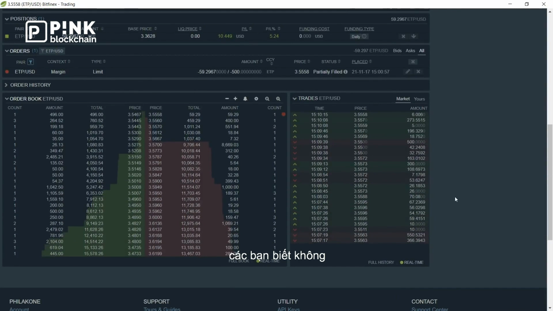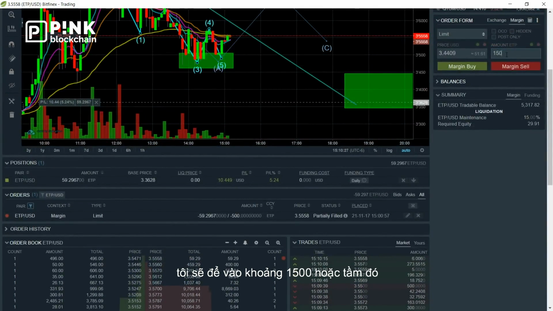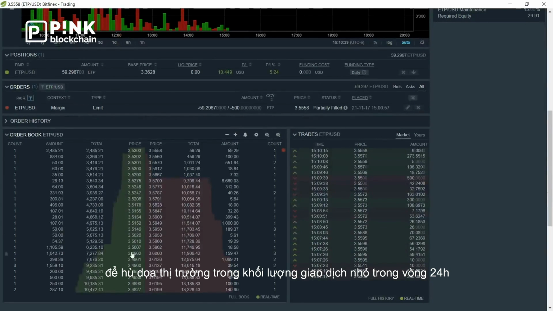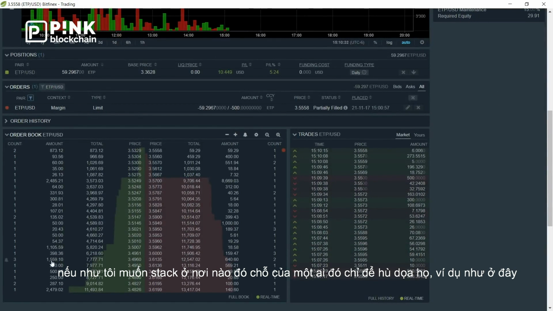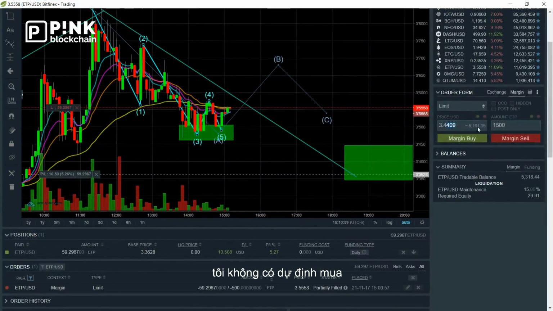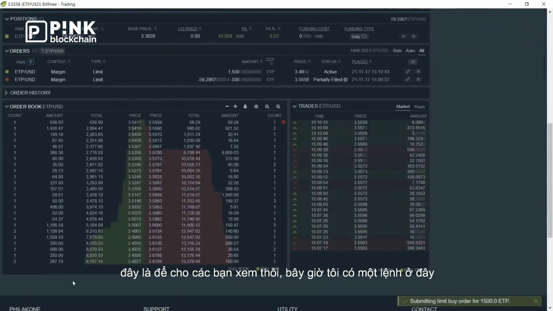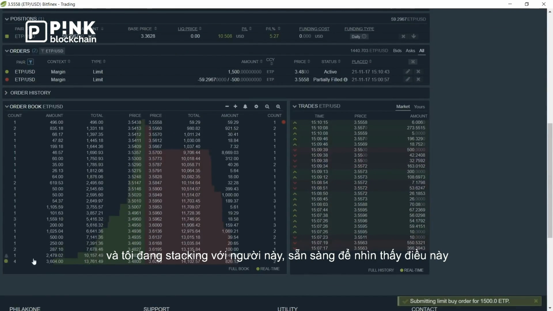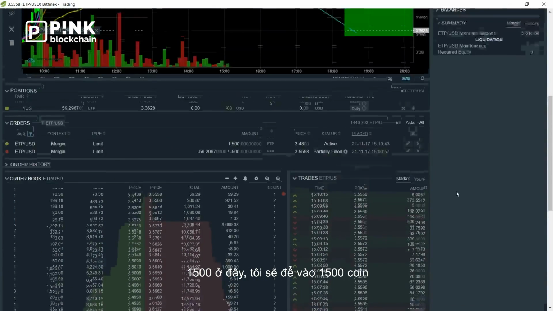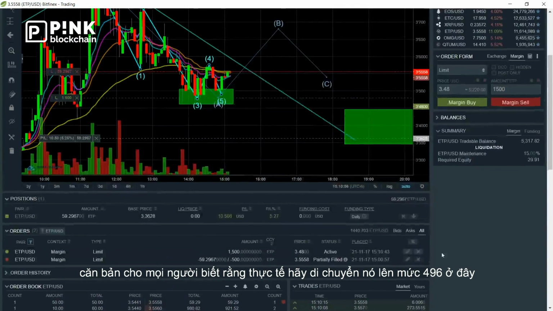Sometimes, if I want to stack up bids, like on my main accounts there, I might put in like 1500 or something, right? Just to scare the market on a small 24-hour volume. And I might stack it somewhere where another guy is just to scare them. For example, here at 348, right? So if I just did 34, I have no intention to buy, right? This is just to show you, right? So now I've got an order here and I'm stacking with this guy, right? See that? He's 1500 there. I also put up 1500 coins, which basically implies to people that actually let's move it up to 496 right here.